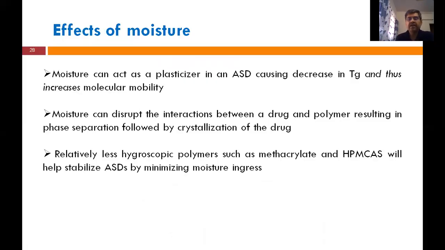Effect of moisture has been discussed in the earlier classes as well. Water is a very potent plasticizer for the amorphous form, and this can cause a decrease in the Tg value and thus increase the molecular mobility, which will lead to the reduction in the physical stability of the amorphous solid dispersions. Moisture can also disrupt the interactions between the drug and the polymer, resulting in phase separation, which will be followed by crystallization of the drug in the ASD.